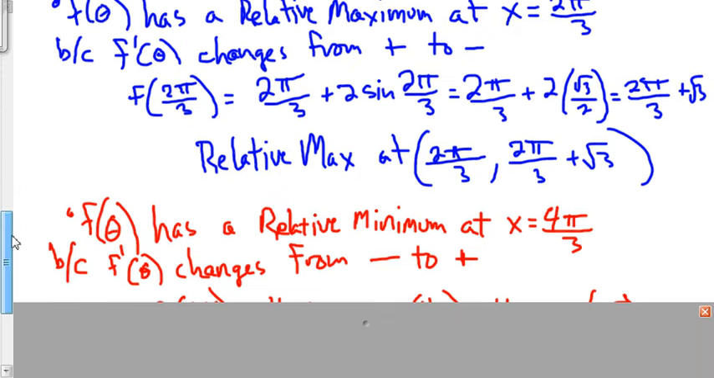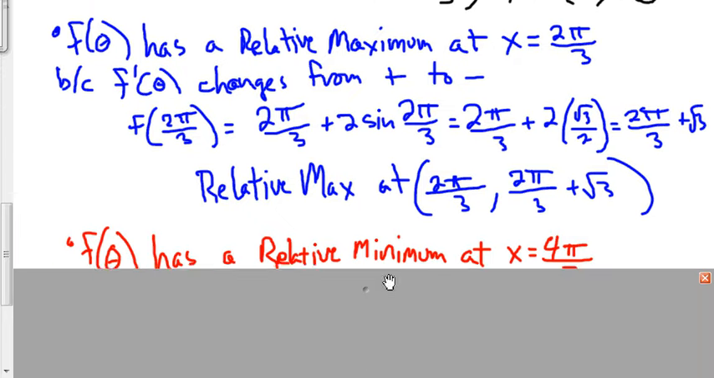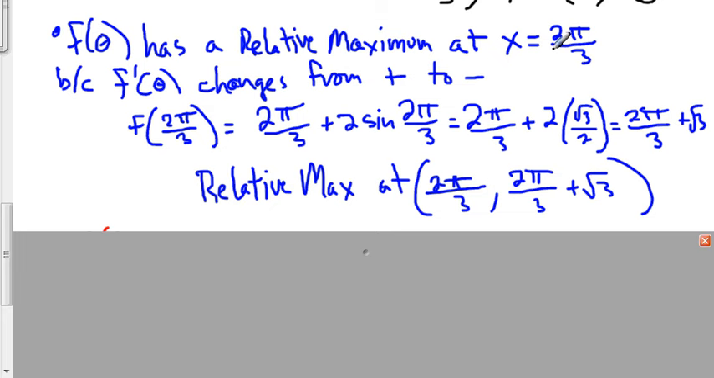And the last part's here. The original function has a relative maximum at 2 pi over 3, which I talked about before, because the derivative changes from positive to negative. We want to find that value where the relative maximum occurs, so I substitute x into the original function. Know that sine of 2 pi over 3 is square root of 3 over 2. Cancel out those 2, so we get 2 pi over 3 plus square root of 3. So the relative max occurs at 2 pi over 3, comma, 2 pi over 3 plus square root of 3. That's the x-coordinate and the y-coordinate.